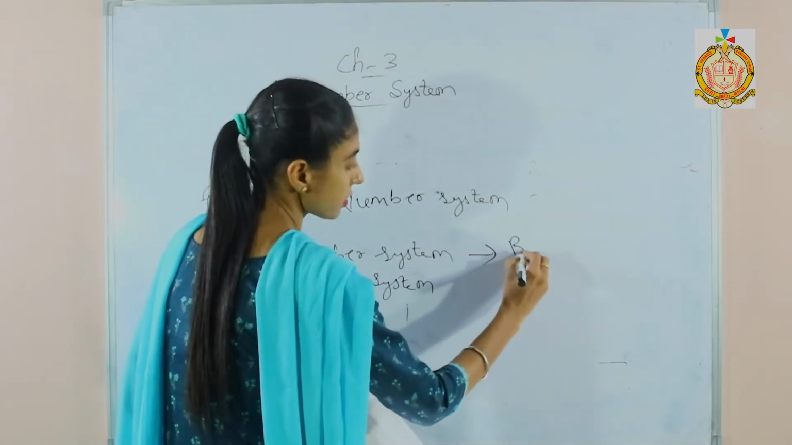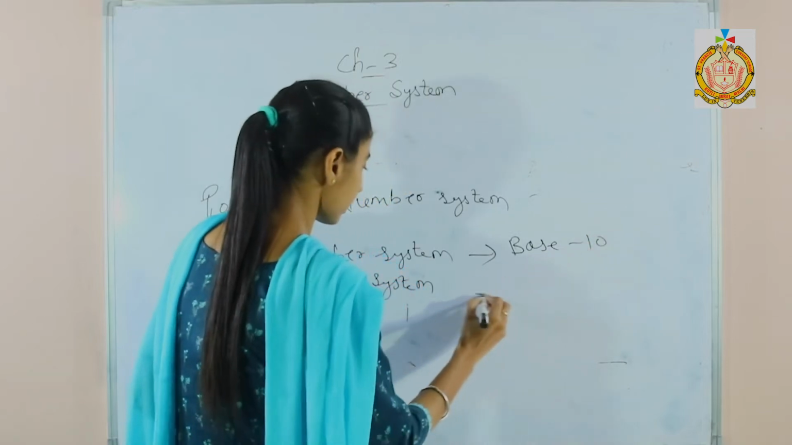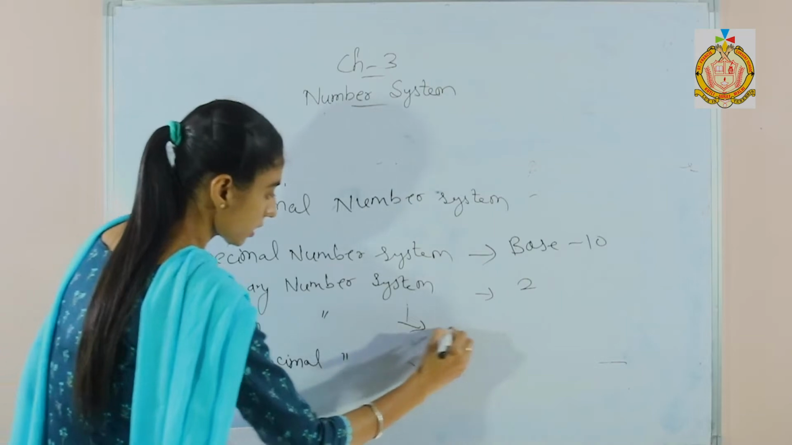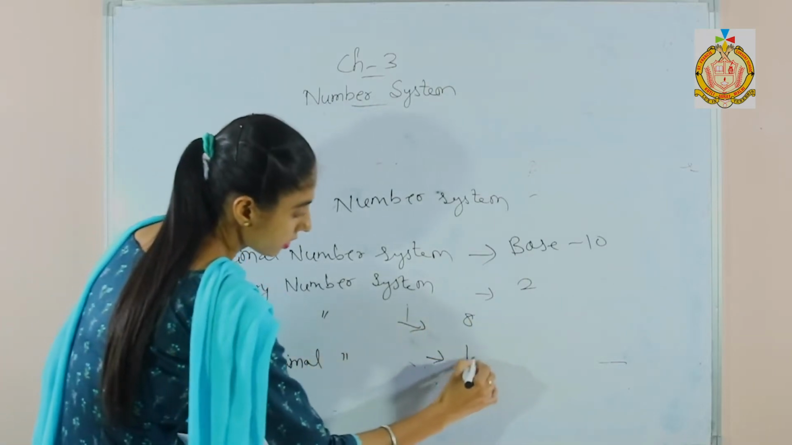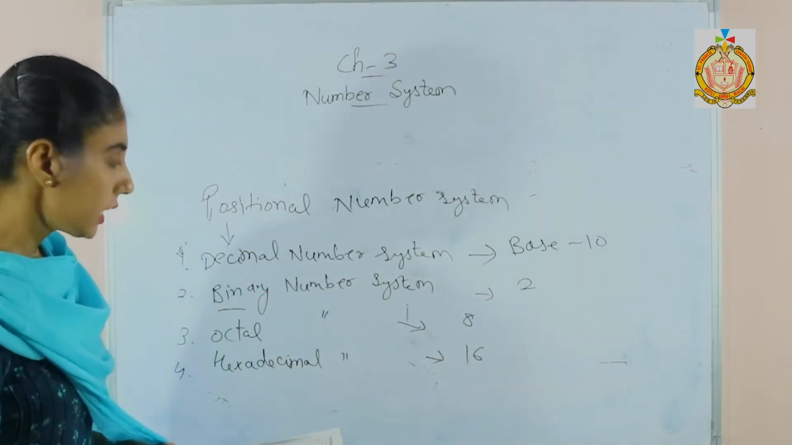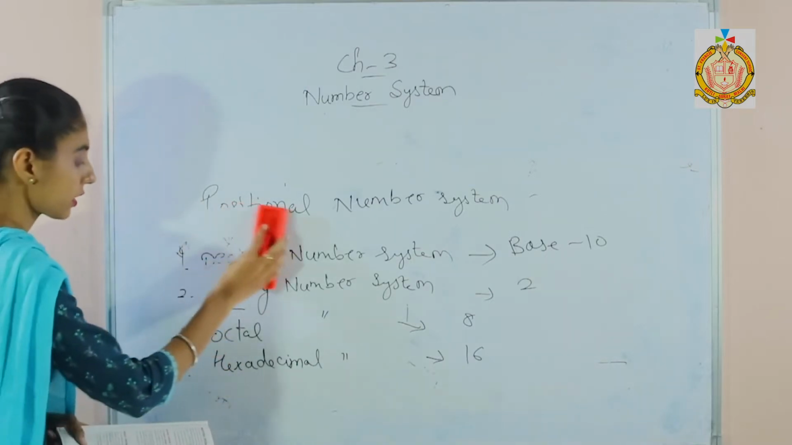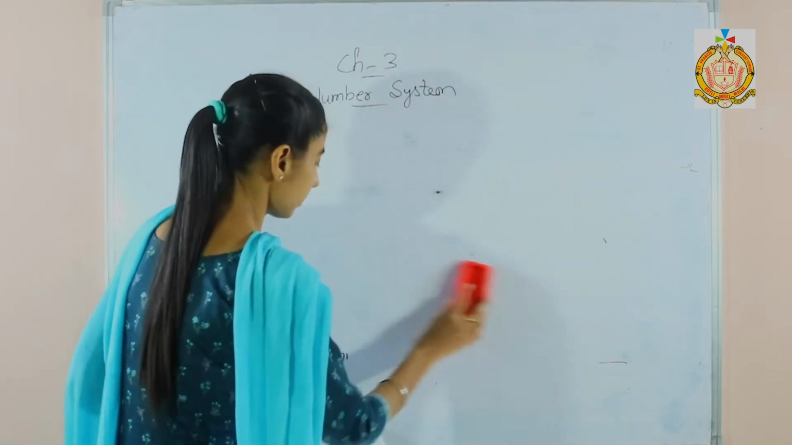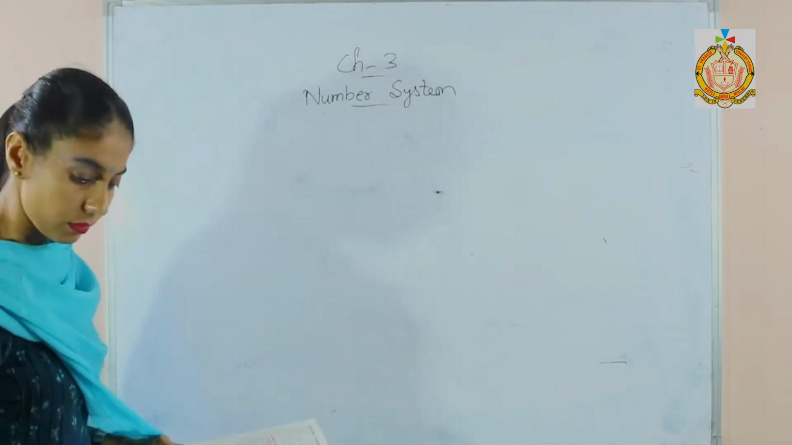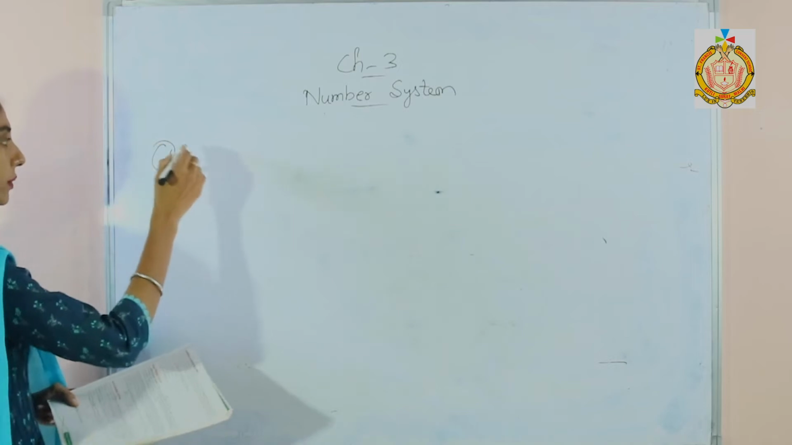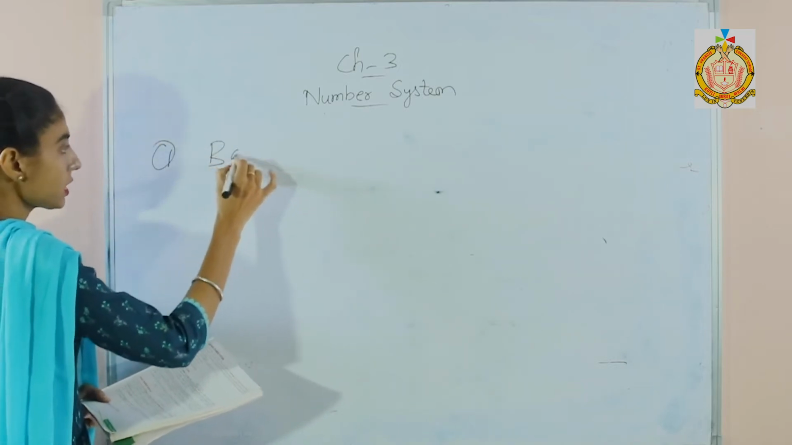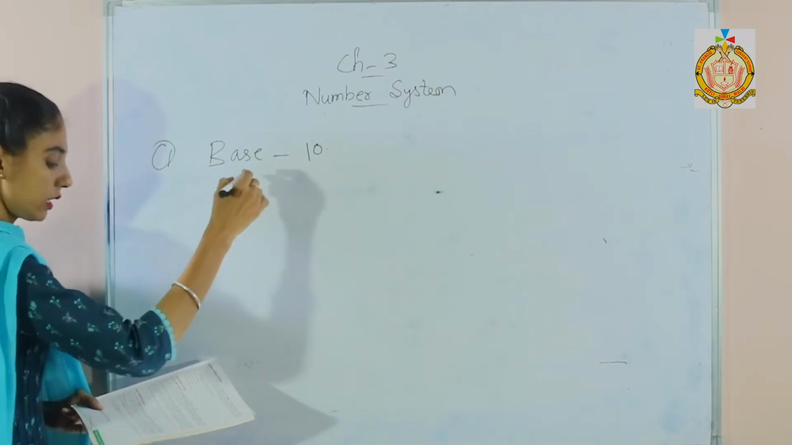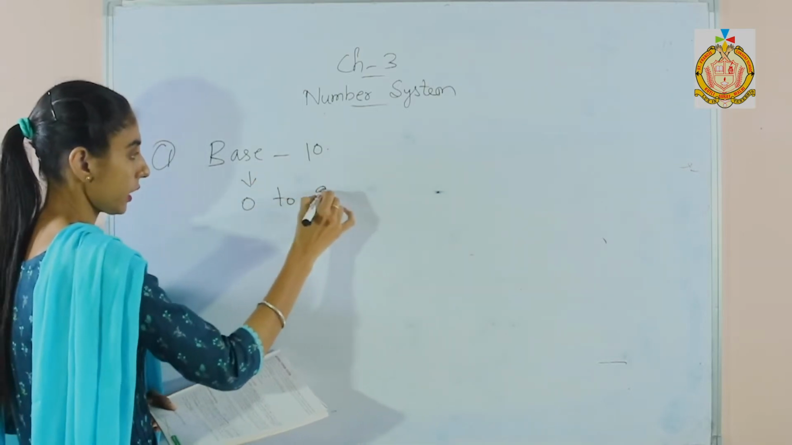Decimal number system base is 10. Binary number system base is 2. Octal is 8 and hexadecimal is 16. You have already learned about hexadecimal and octal in mathematics. First of all, the decimal number system base is 10 and it uses 10 symbols, 0 to 9.